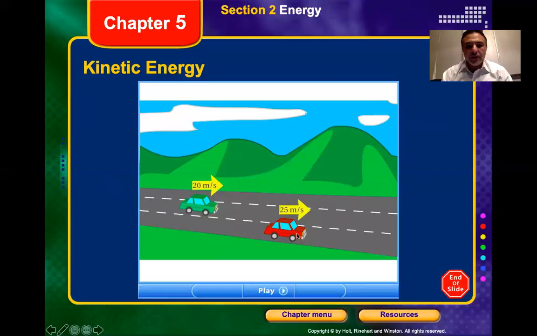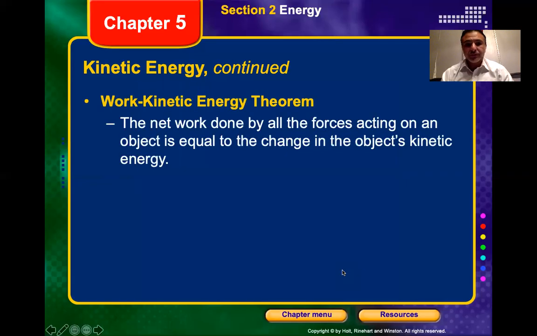So here is a little demonstration about two cars of the same mass that are moving at different speeds. Of course, these two cars are identical. The red car is moving with a higher speed, which means it has higher kinetic energy than the car with less speed. But if we have a truck, for instance, a bigger vehicle, it has more mass, and it's moving at the same speed as the speeding car. Of course, the one with more mass will have bigger kinetic energy.